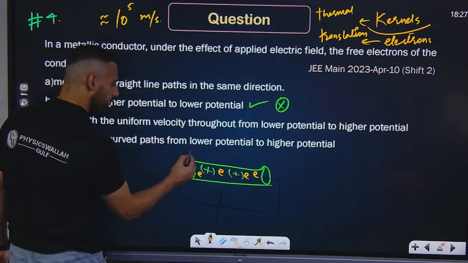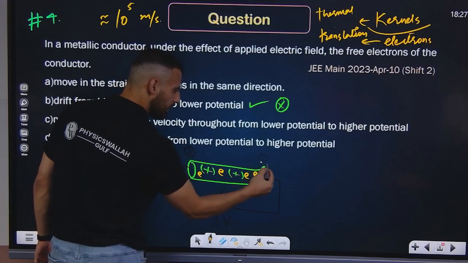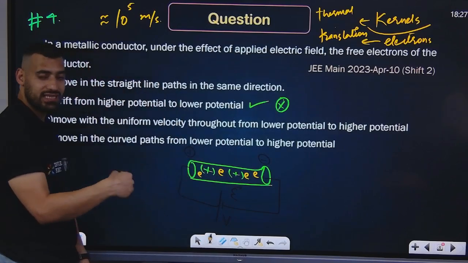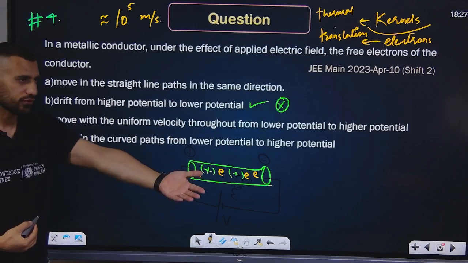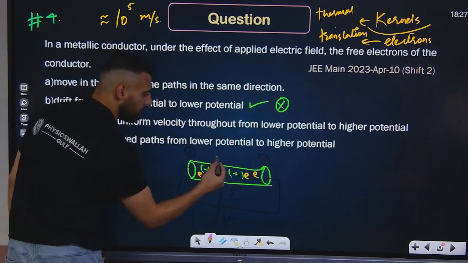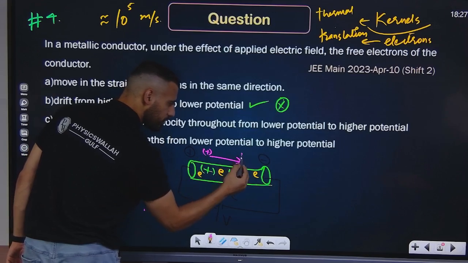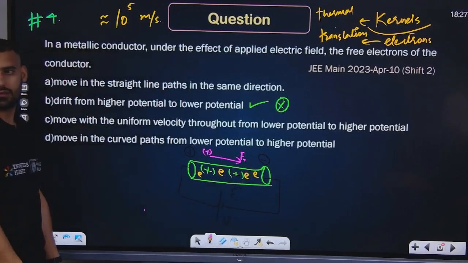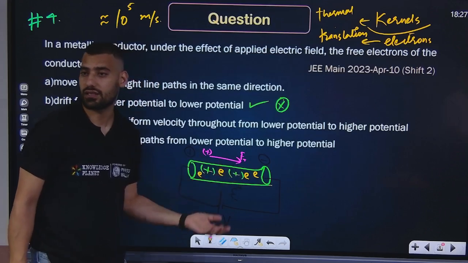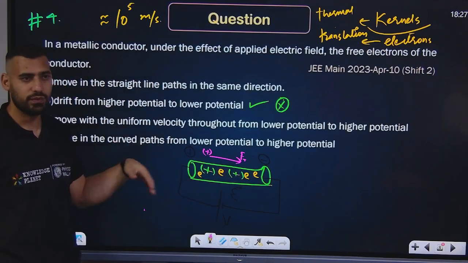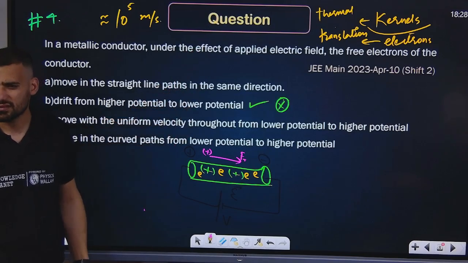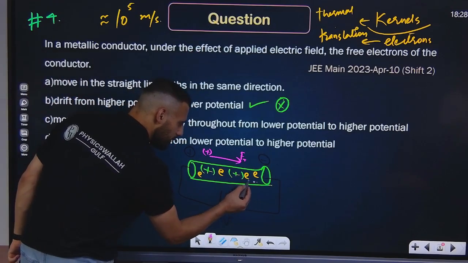So what happens is this point is at high potential, this point is at low potential, so there applies a field due to which these electrons and these kernels experience a force. And that force for the positive kernels is along the direction of the electric field, because when you place charges inside an electric field, positive charges move along the electric field. But what about negative charges? The electrons, they move like this, isn't it?